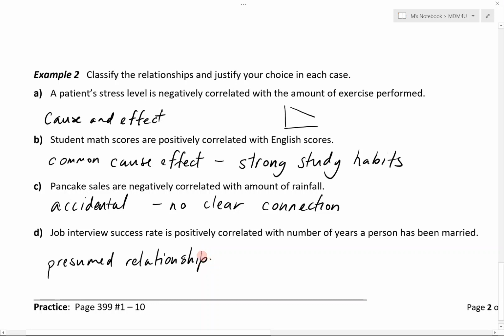So that's just a review, an overview of the different kinds of cause and effect relationships that we study in this course.